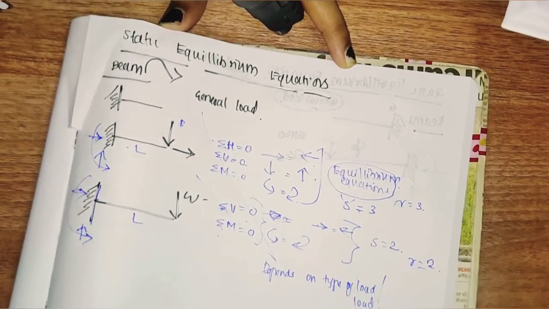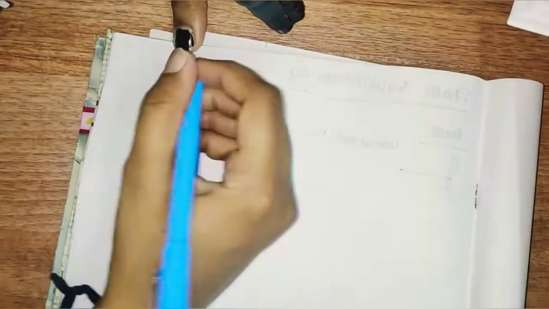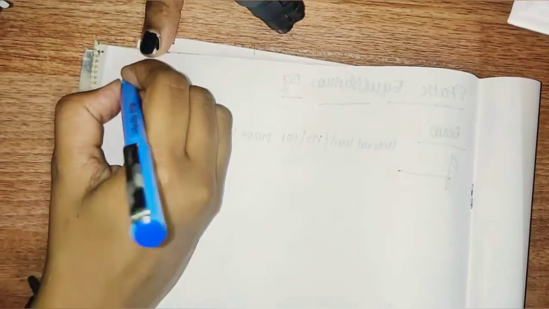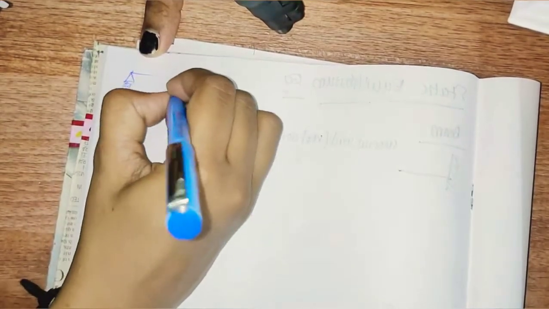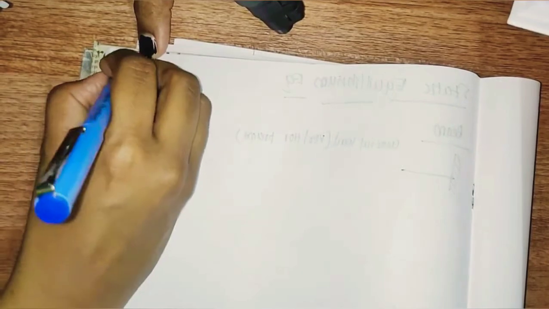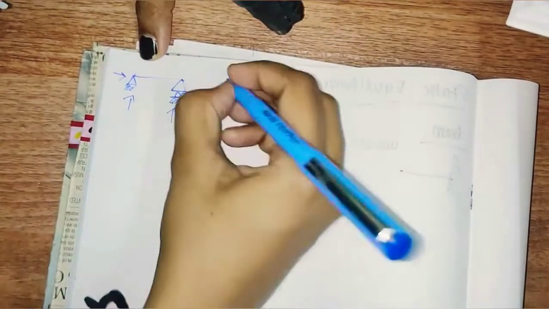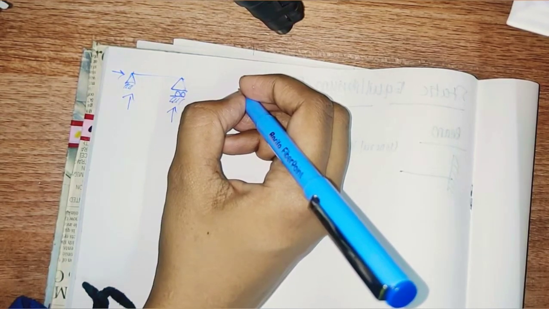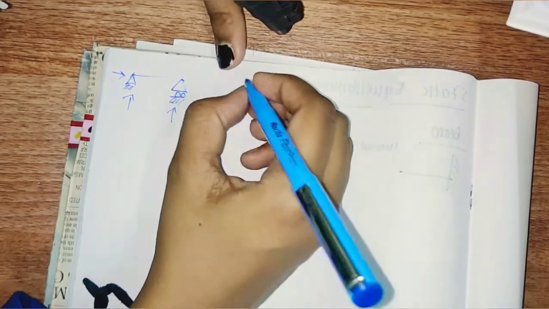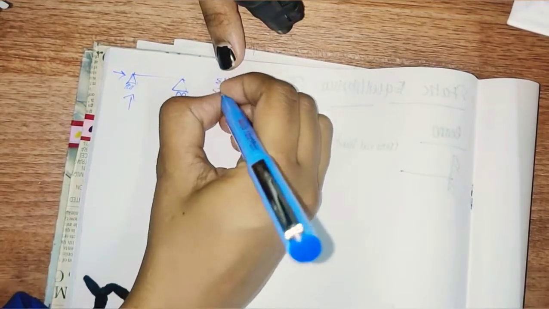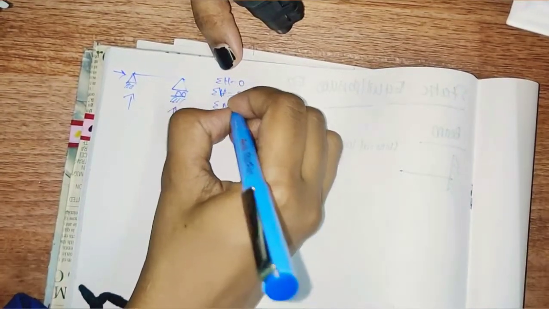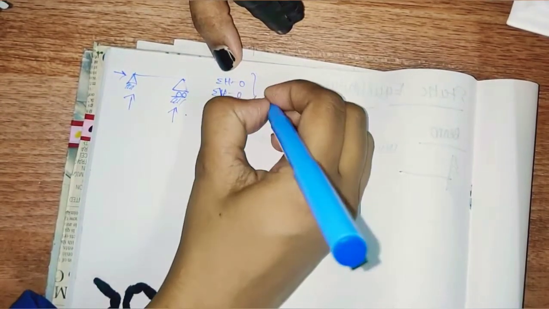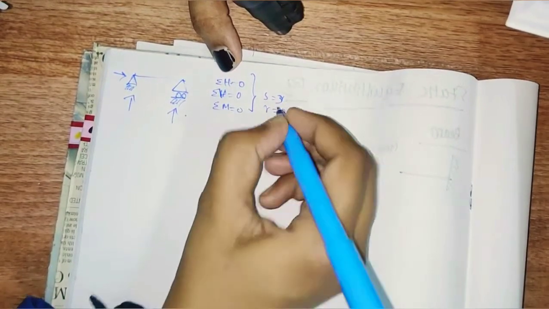Next we can move to the pin support, that is pin joint, hinged, and to other beams. Simply supported beams have one end pinned and one end roller. So here there will be two reactions. Don't consider summation of V or M only here. You can see summation of H equal to 0, summation of V equal to 0, summation of M equal to 0. Here S equal to 3 and R equal to 3.